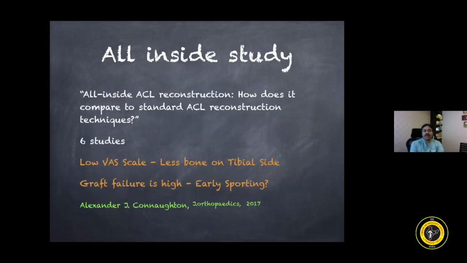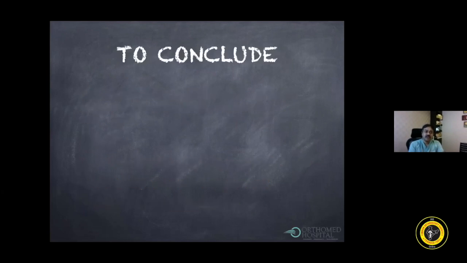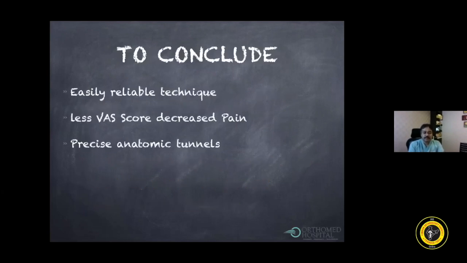And usually, the main advantage is the low pain on the other side. The only thing is sometimes failure can happen because the patient started early sporting. But in our study, we had excellent results in almost 400 patients over the past 9 years. So to conclude, it is an easy, reliable technique. Everybody can follow it, and it has less pain and is very quick. And the anatomic tunnel placements are more accurate compared to the other techniques, and complication rates are very low.